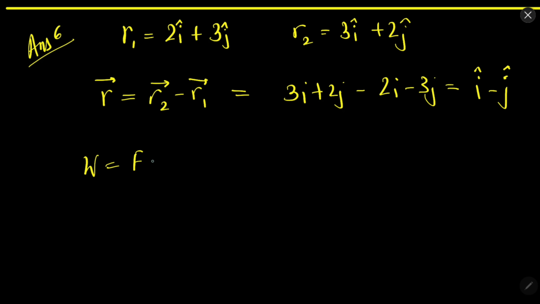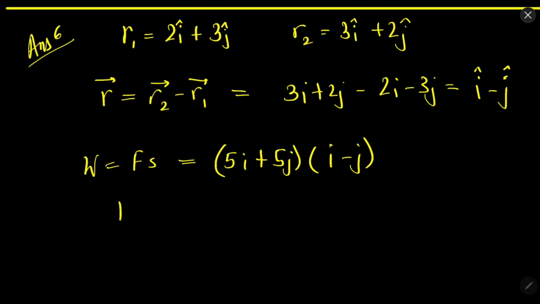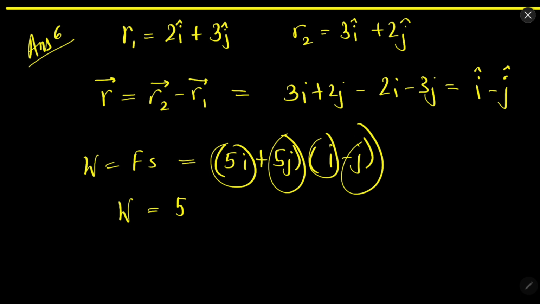Work done is the force into displacement. So here force is 5i plus 5j, and it is to be multiplied by i minus j. So work done will be equal to, the i component will be multiplied by i component and j component will be multiplied by j component.